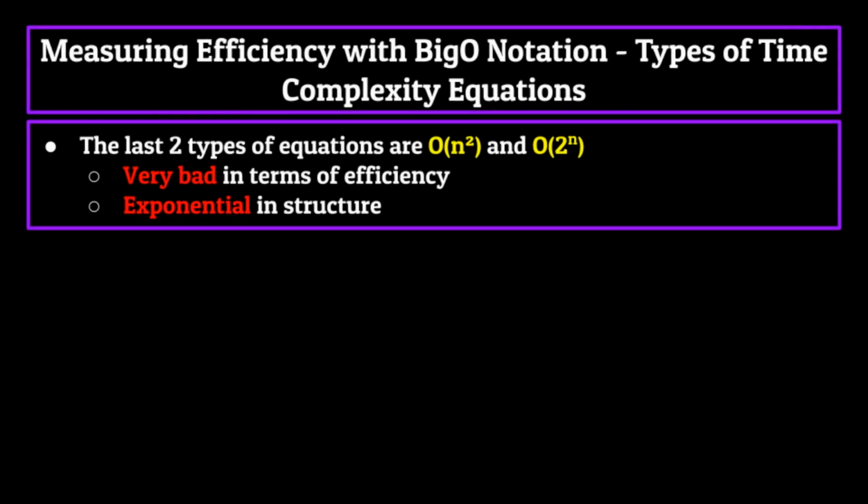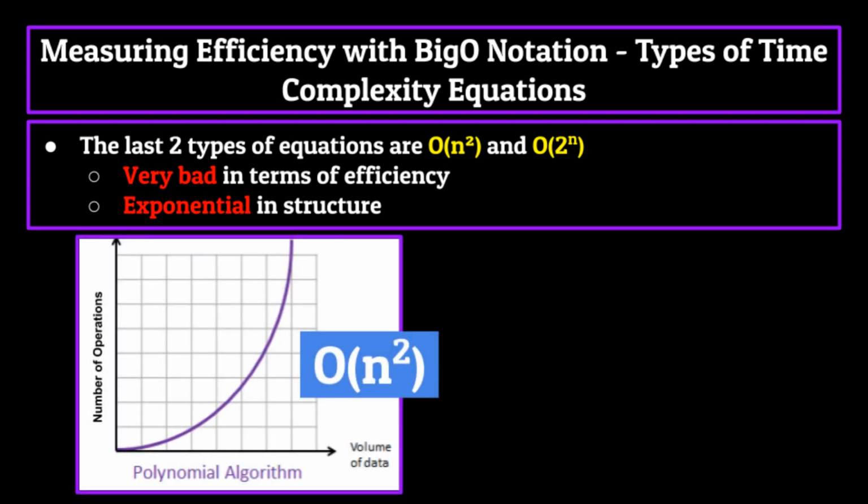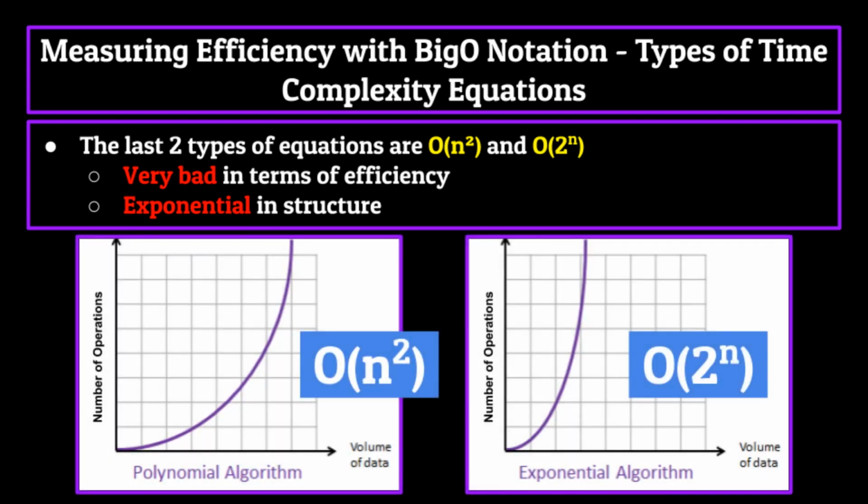The last 2 types of equation are O n squared and O 2 to the n. These are both incredibly inefficient equations which should be avoided if at all possible. Because they are both exponential in structure, which can be seen from their graphs of volume versus operations, the larger the dataset that you use, the more inefficient it will become.